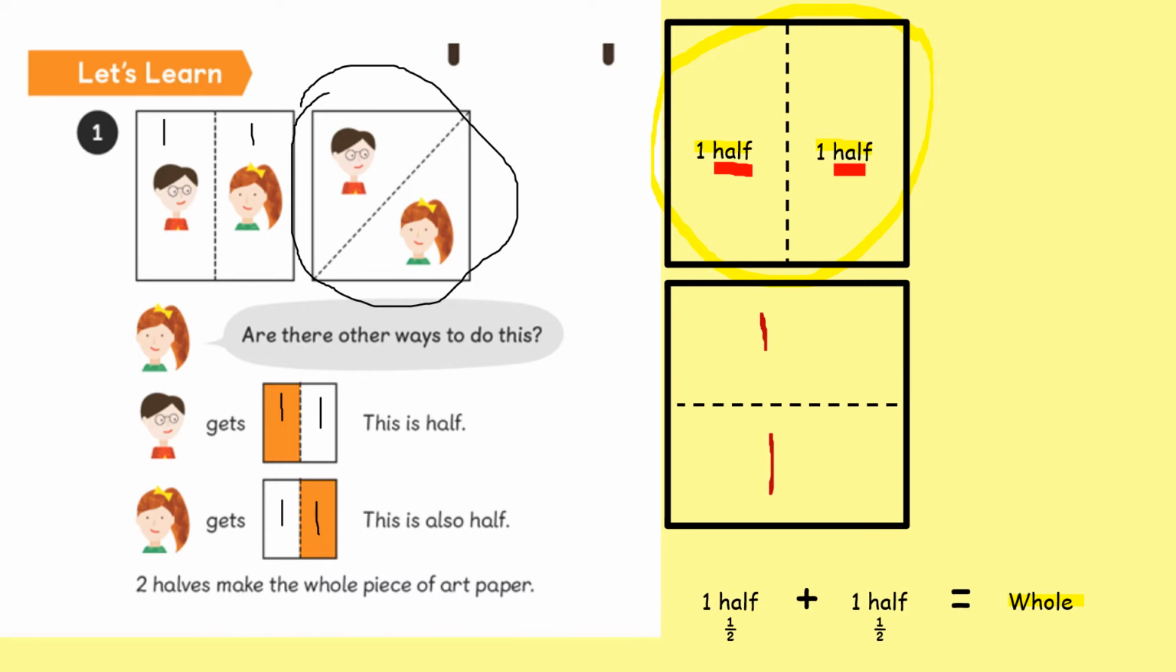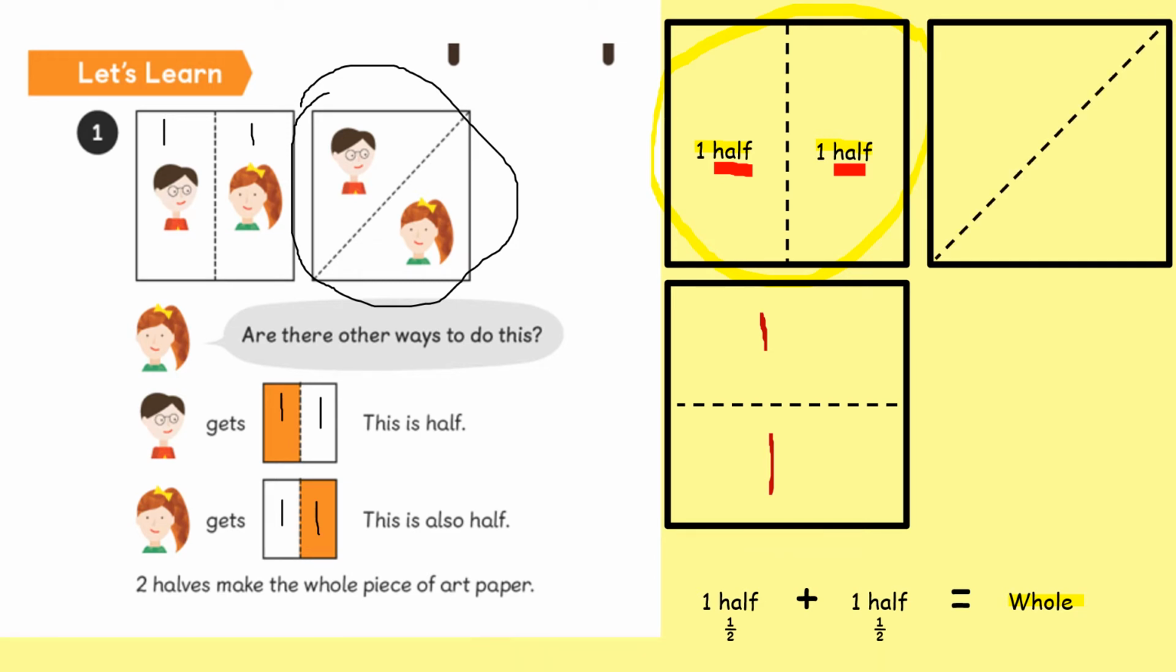Okay, shall we see if we can find another way of making halves? I wonder if you found any other ways. So we could fold our square piece of paper diagonally, and then we'd have two triangle halves. And if we put those two triangle halves together, it would make a whole, make a square.